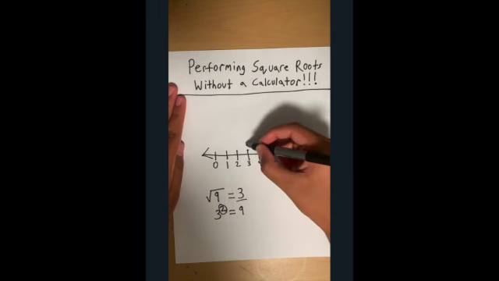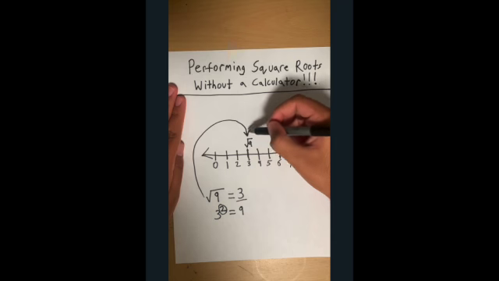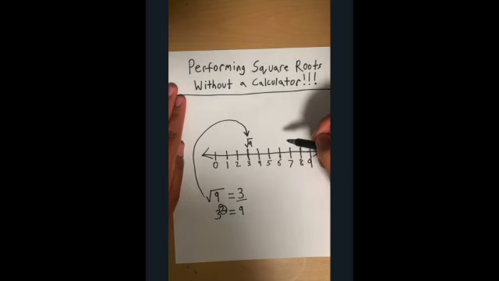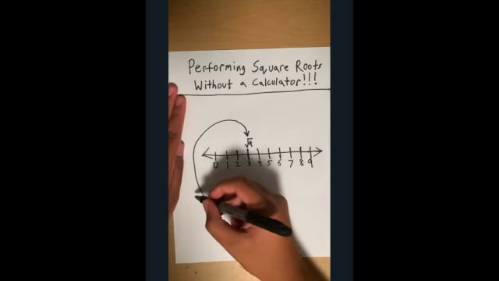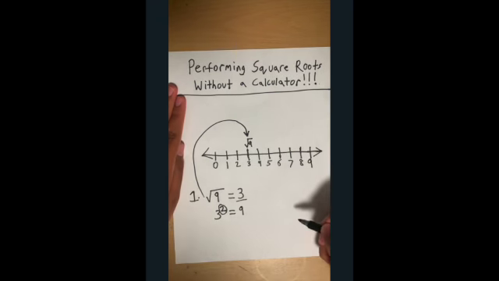So this is where the square root of 9 will be going, right here. Okay, and now the next number. So I'll just name the first one.